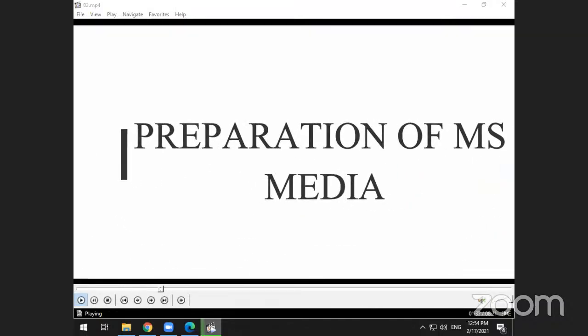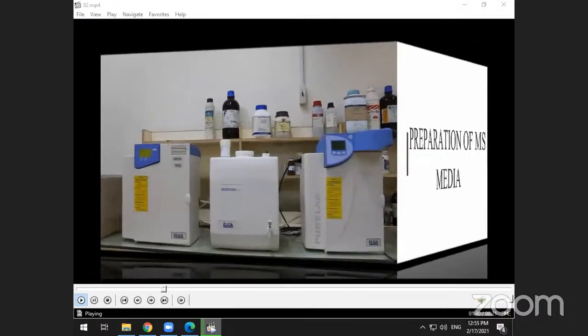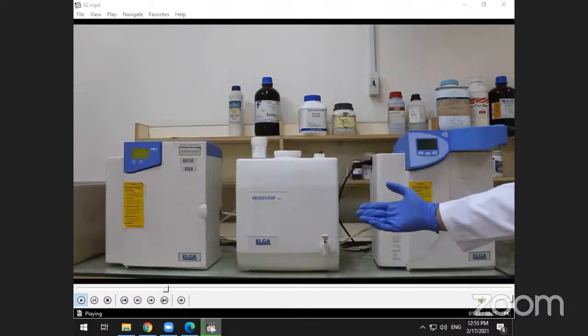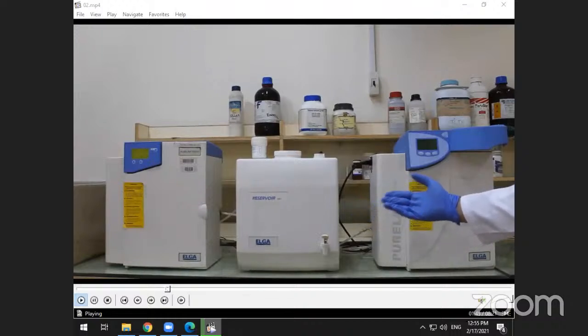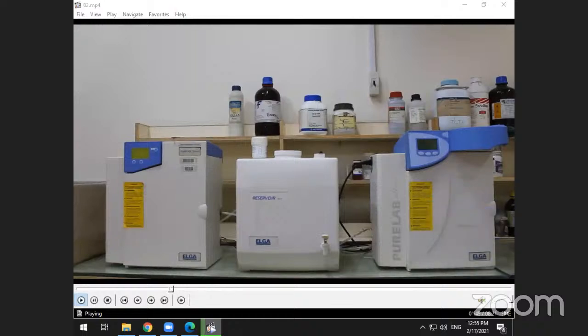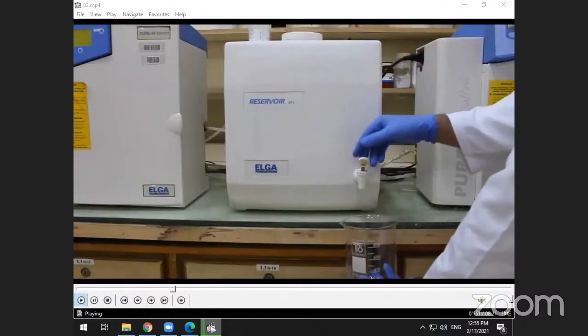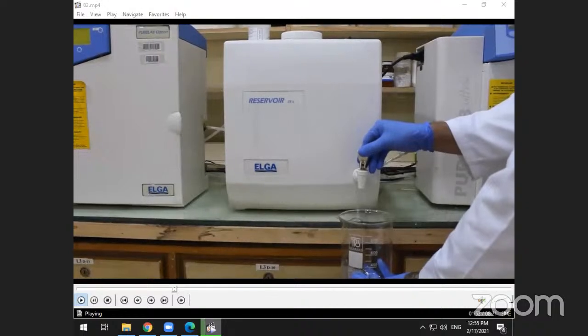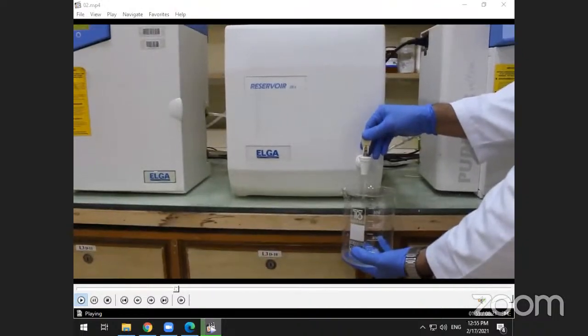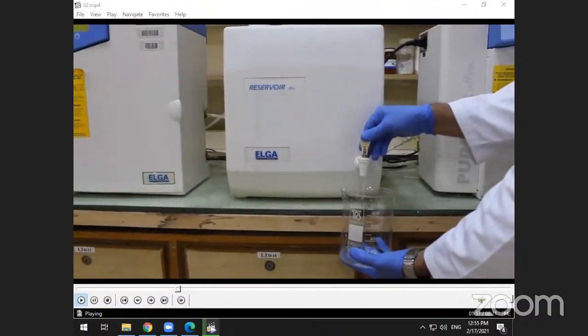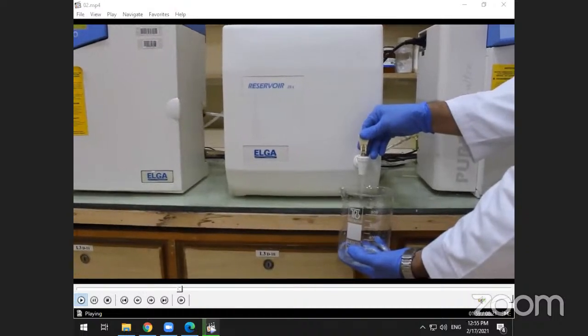Preparation of MS media. Take distilled water from distillation unit. Distillation unit comprises of 2 units, deionized water and distilled water. Take 700 ml of distilled water for preparation of 1 liter of MS media.